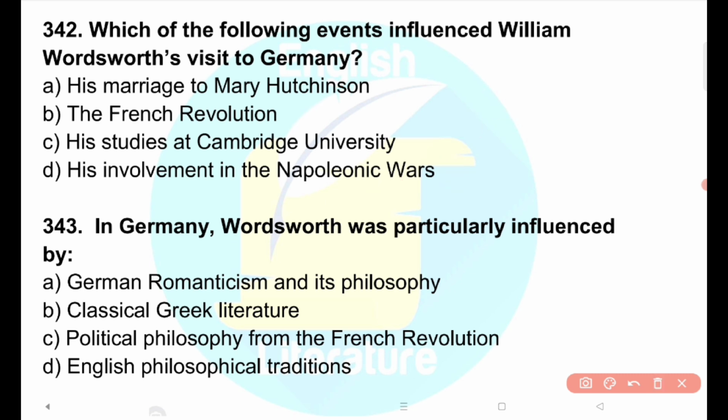In Germany, Wordsworth was particularly influenced by... Option A, German Romanticism and its philosophy. Wordsworth was deeply influenced by German Romantic ideas, especially nature, individual emotion, and philosophy.